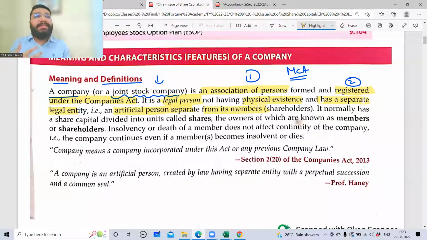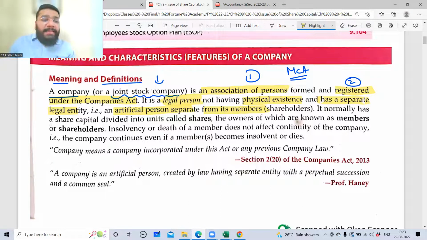Here they're not using the word business entity concept or accounting entity. Here they are using, in a polished manner, separate legal entity, which says that this company is different from its owner. Owner is member is shareholder. What is owner? What is member? What is shareholder? We'll discuss. So one thing is very clear: when we do accounting here, from whose perspective do we do it? Company's point of view, not the owner's point of view.